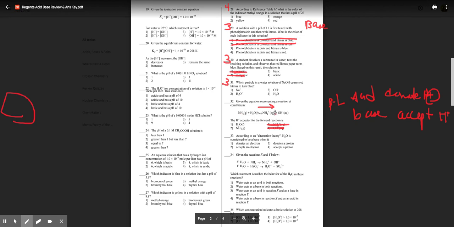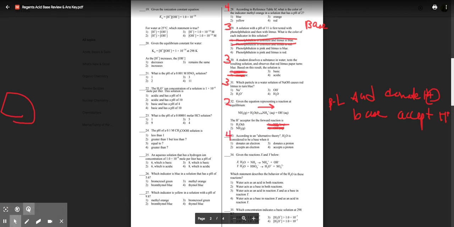NH3 becomes NH4+. What happened? It seems like it gained an H and a plus. So that means that's our answer. H2O becomes OH minus. It lost an H and it became from neutral to negative. So that's giving away. According to the alternative theory, which is Bronsted-Lowry, H2O is considered to be a base when it accepts a proton. Proton is H plus.